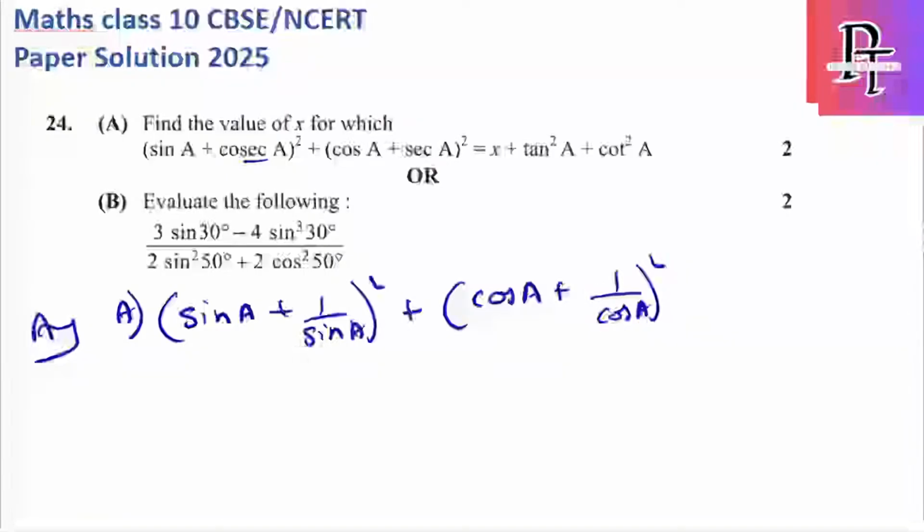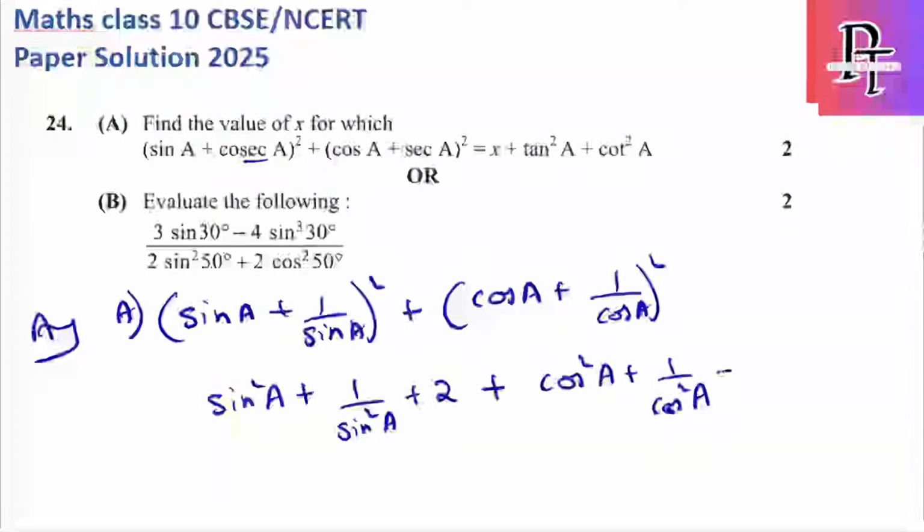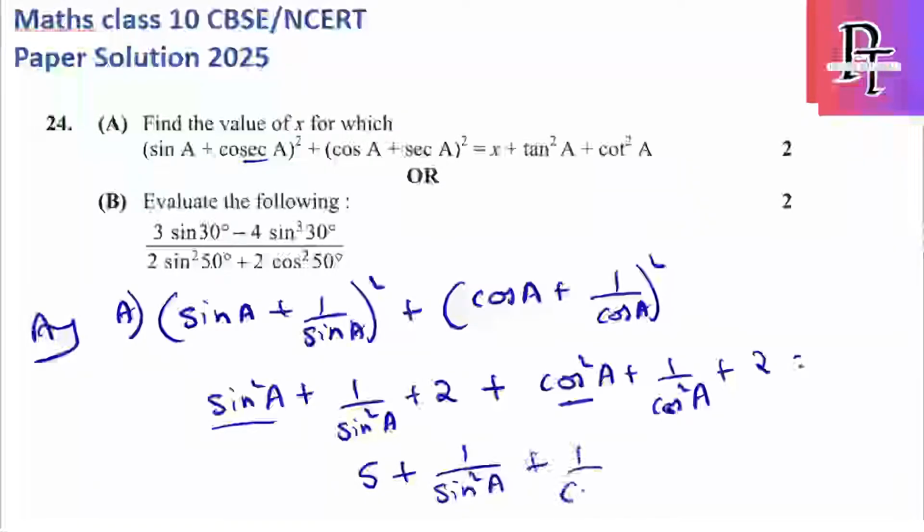So what is (a plus b) whole square? a square plus b square plus 2ab. So sin square A plus 1 by sin square A plus 2 sin A into 1 by sin A. So this I will get as 2 plus cos square A plus 1 by cos square A plus again 2 into cos A by cos A, so 2. So if we add, sin square A plus cos square A is 1 as per the first trigonometry identity. So 1 plus 2 plus 2, which is 5, plus 1 by sin square A plus 1 by cos square A.